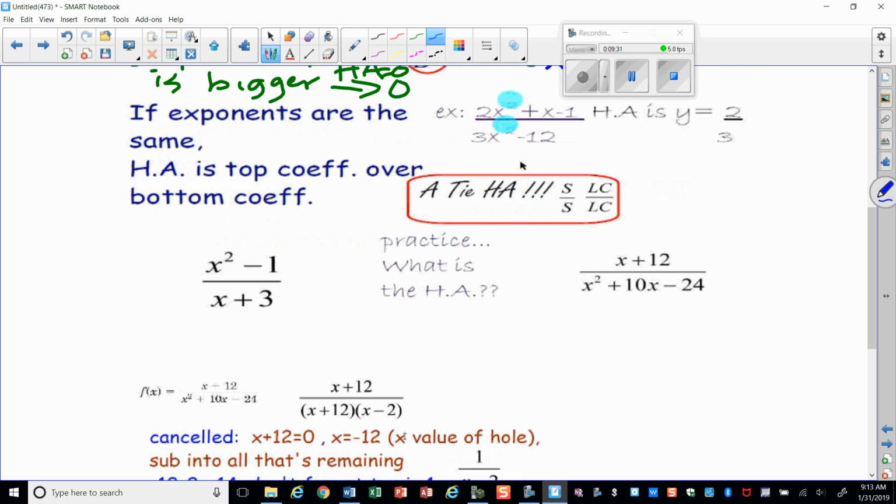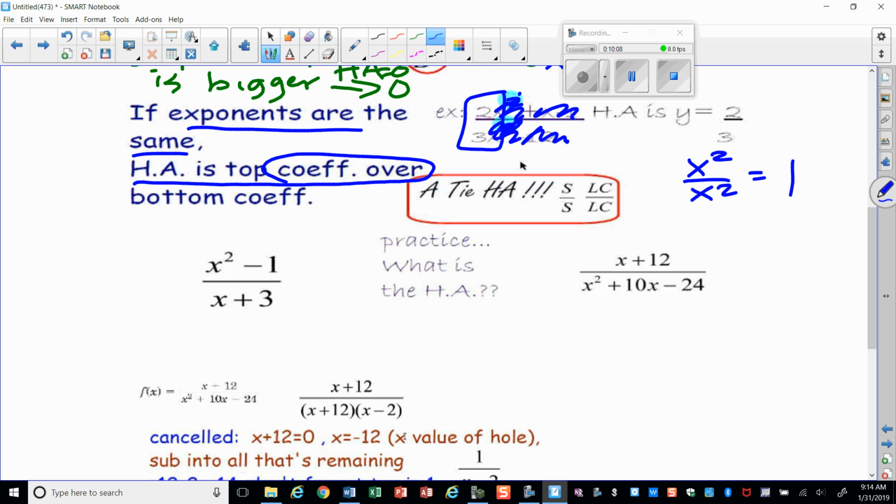So now, what if they're the same? If you have x squared on top and x squared on bottom, again we're going to infinity, so this doesn't matter and this doesn't matter. But now that these are both equal, I have x squared divided by x squared. That's equal to 1, so that cancels out. What's left is this 2/3. So if there's a tie, if the exponents are the same, the horizontal asymptote is going to be the ratio of the coefficients.